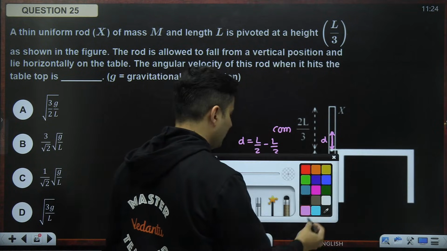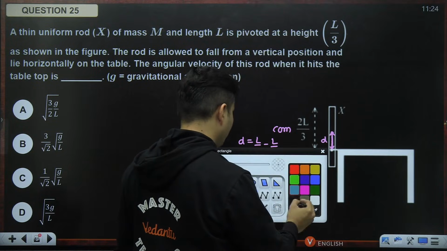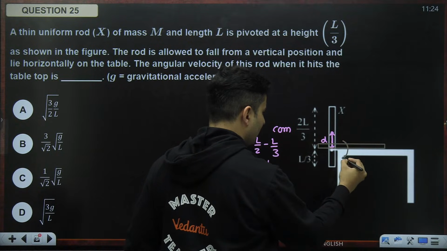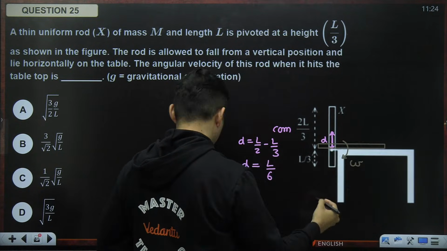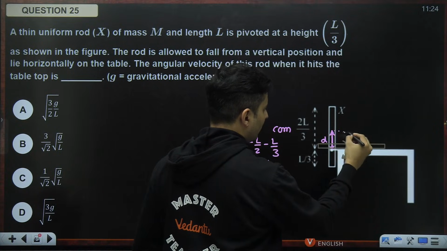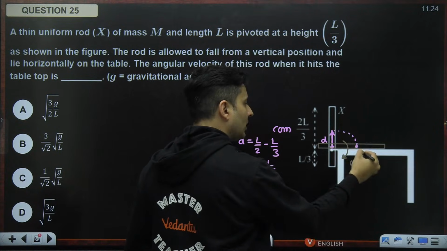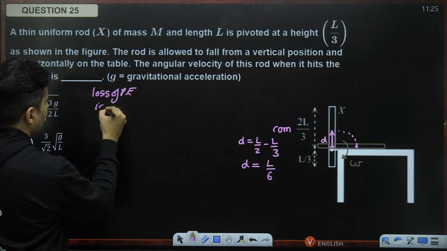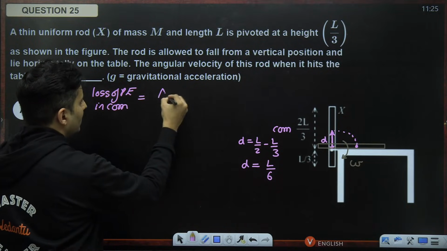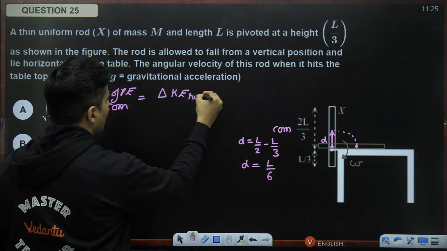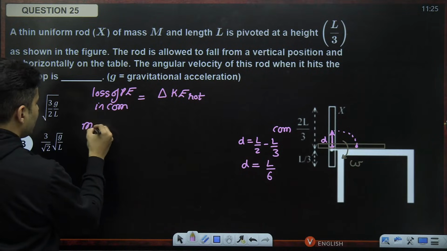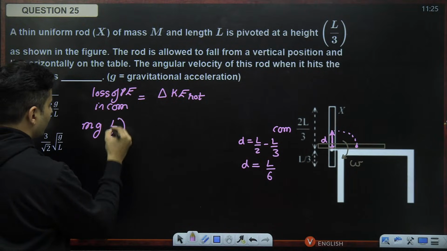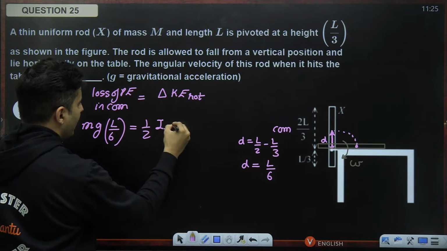Why is that needed? Because I know finally when this thing will fall like this and it will have some kind of angular velocity, the center of mass would have traveled like this and come down over here. So the loss of potential energy of the center of mass is equal to the gain of kinetic energy in rotation. Loss of potential energy is mg, it has come down by d height, which is basically L by 6. That's equal to half I omega square.